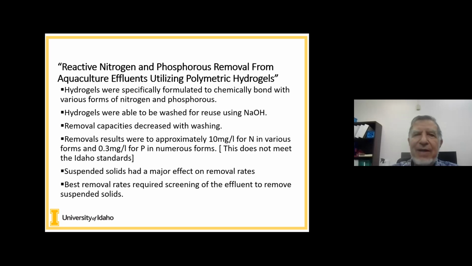Should be noted, though, that even though these forms are removed to these levels, the 0.3 milligrams per liter for phosphorus does not meet the Idaho standards for clean water. Suspended solids in this case had a major effect on removal rates. The best removal rates required screening of the effluent to remove suspended solids. My question here in this respect was, how about settling solids? Did they use any settling to achieve these results? And they did not address that.